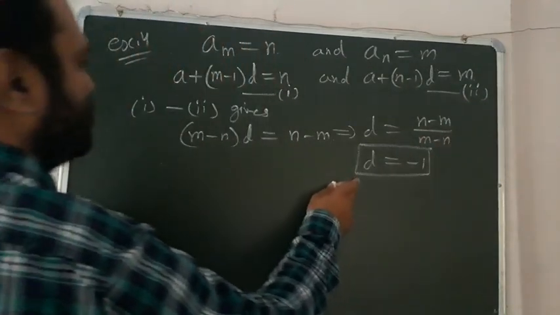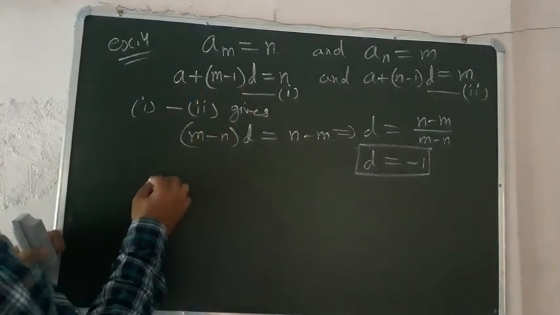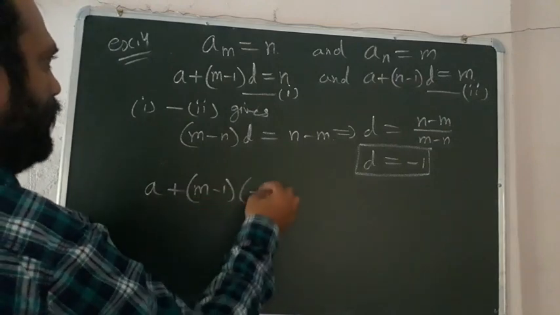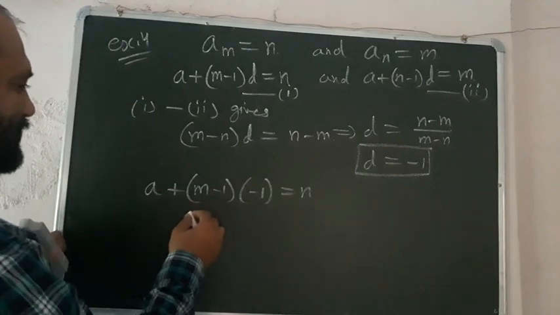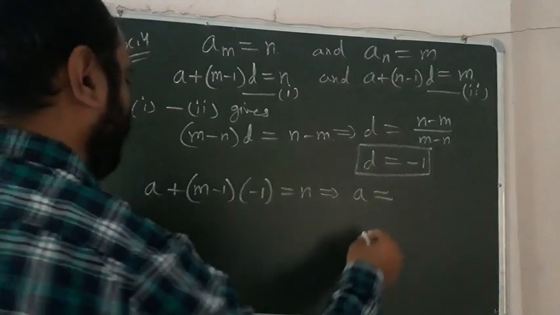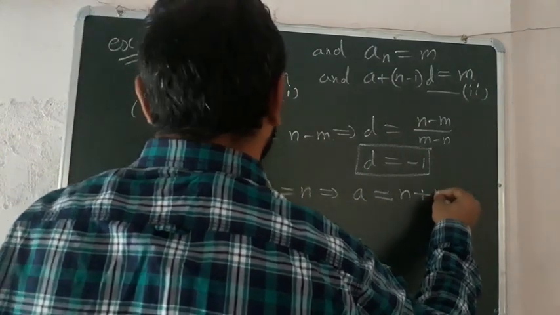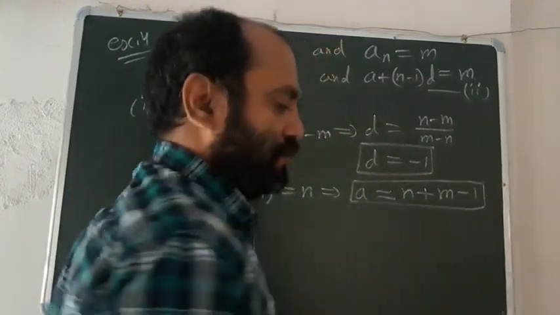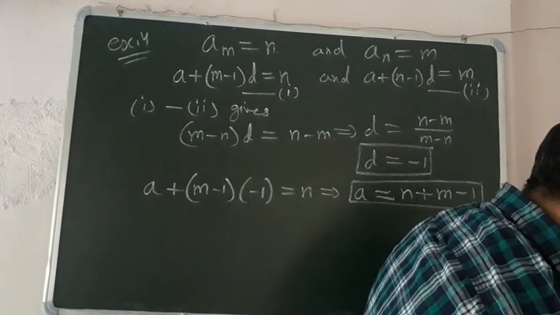Now put this value of d equal to minus 1 in equation number 1, we will get a plus (m minus 1) into minus 1 is equal to n. When we simplify this, you will get the value of a, that is n plus m minus 1. So this is the value of a, beta. So you will get these values of a and d.